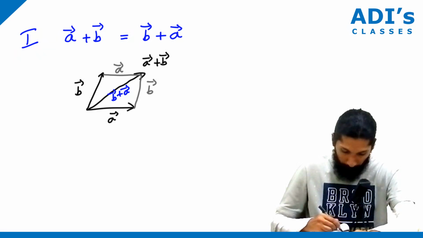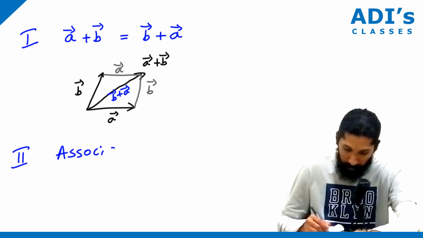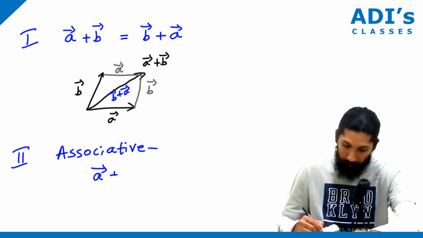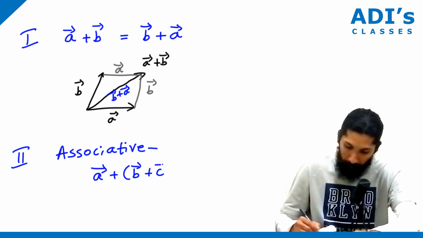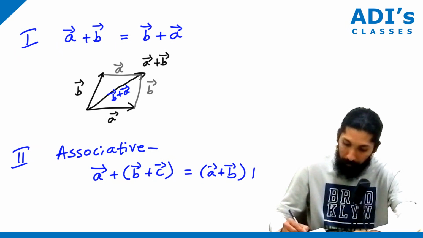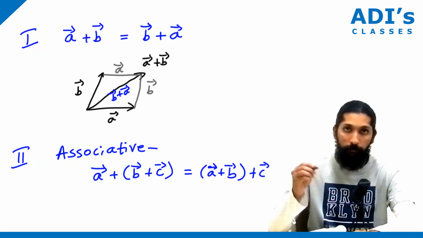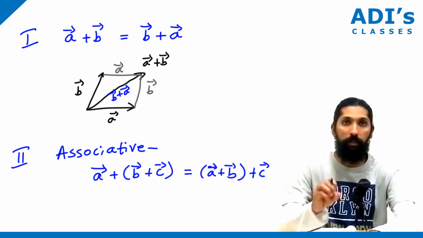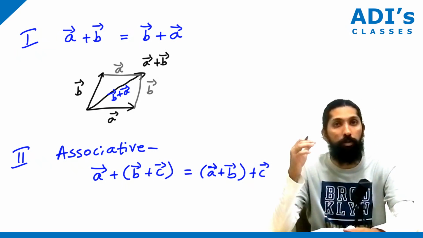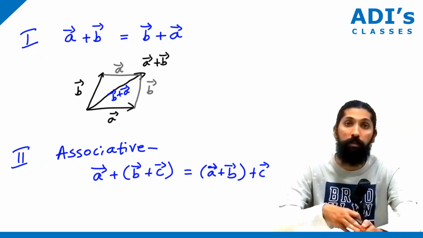The second one is the associative property, which basically tells us that A plus B plus C is equal to A plus B plus C, with the grouping changed. This is basically the associative law of vector addition. So vector addition satisfies both the commutative as well as the associative law. Clear? Now we'll look into vector subtraction.